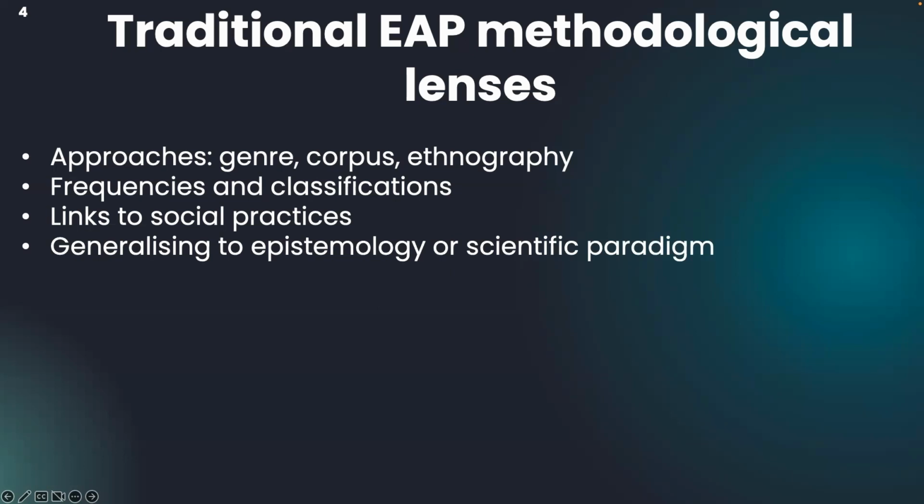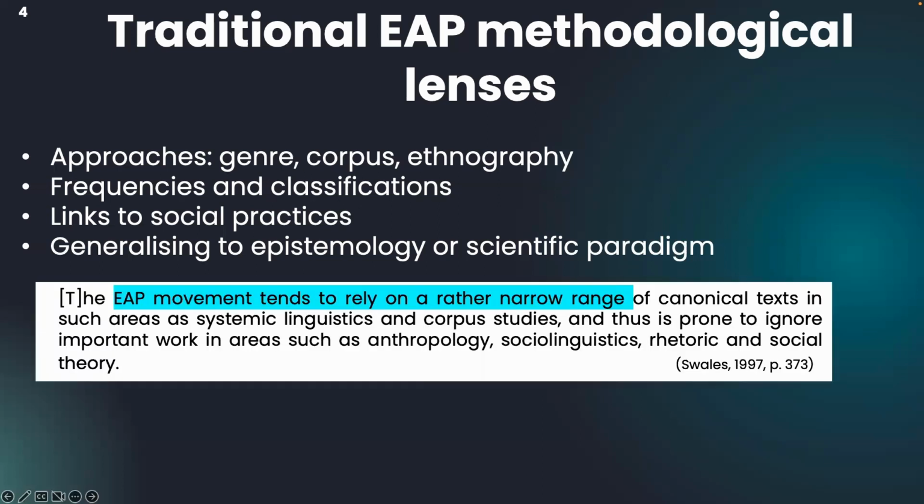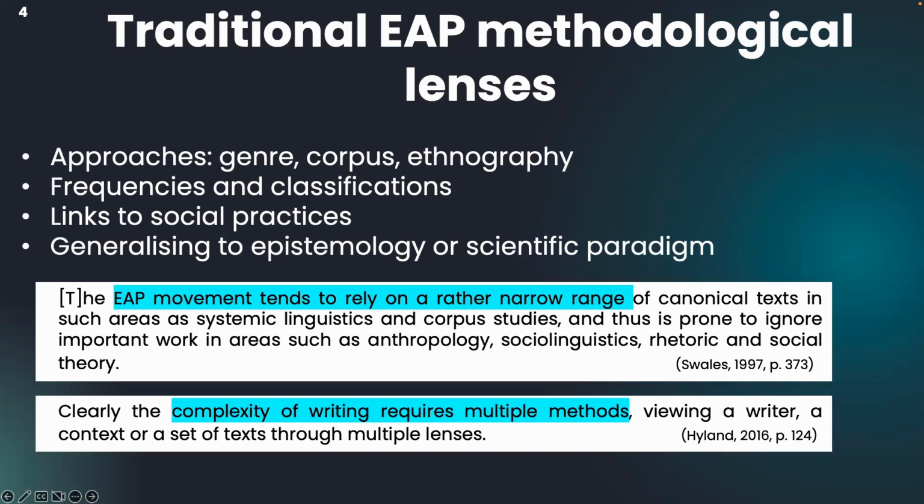But this prevalent methodological approach, genre, corpus and ethnography, has led to calls for new or additional methodological lenses, even from other disciplines, to better deal with the complexity of writing. Let me just exemplify some of these calls. So these are like a narrow range or just a canonical range of texts. Others will say writing is just too complex and we need more methods. Some of these calls were pretty critical.